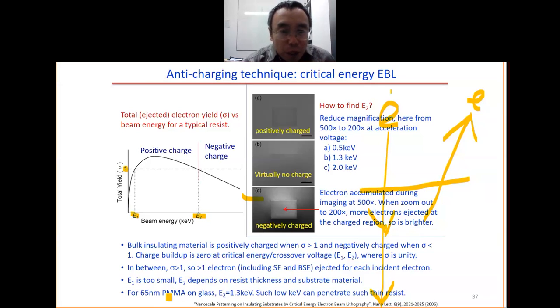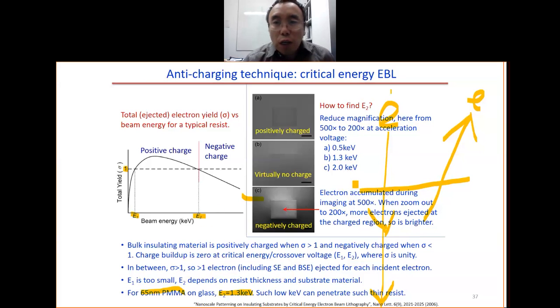For example, when we have 65 nanometer PMMA on glass, E2 is 1.3 kilo electron volts. When we do electron beam lithography at 1.3 kilo electron volts, there will be no charging effect, because as I said, one electron comes in and one electron comes out. So in the end, there's no charging effect. Now the question is, how do we determine that it is 1.3 kilo electron volts? This is determined by using a method to find the E2 value.